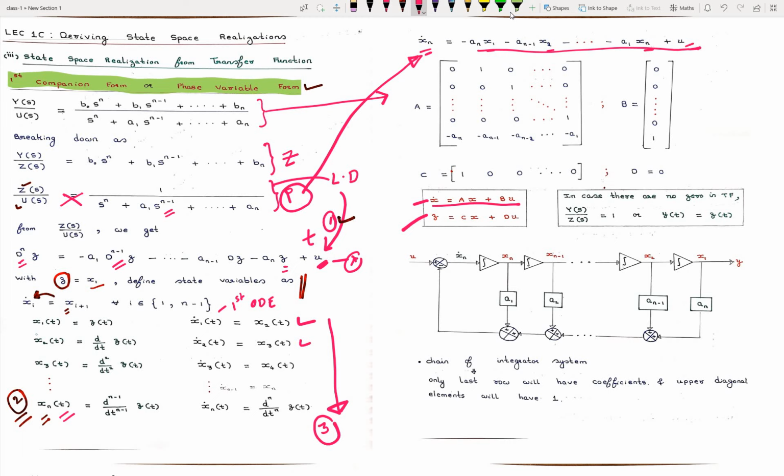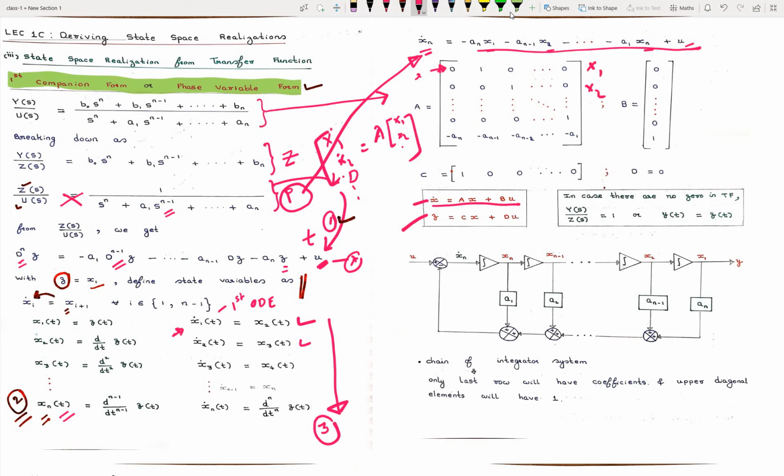Row 1 corresponds to the state, the A matrix. Here we have x1, x2, and so on, equal to x1 dot, x2 dot, and so on. The first row corresponds to x1 dot. x1 dot equals x2, so we have here x1, x2.